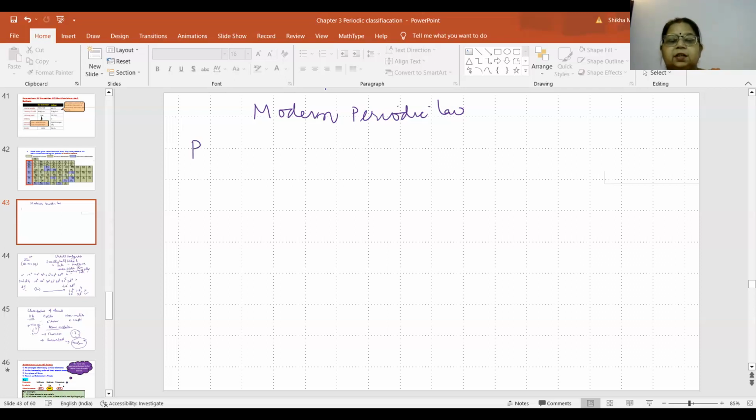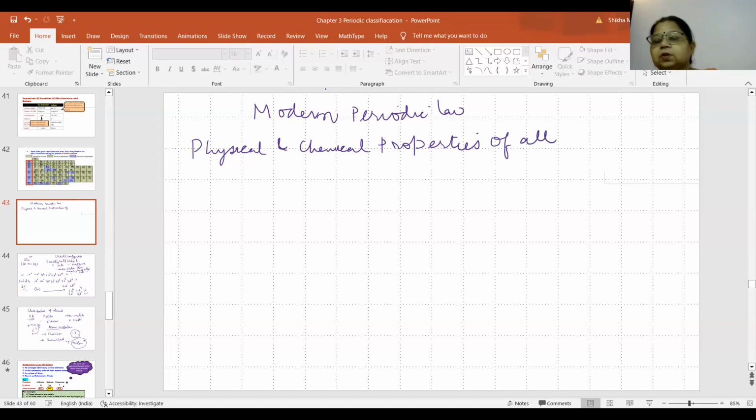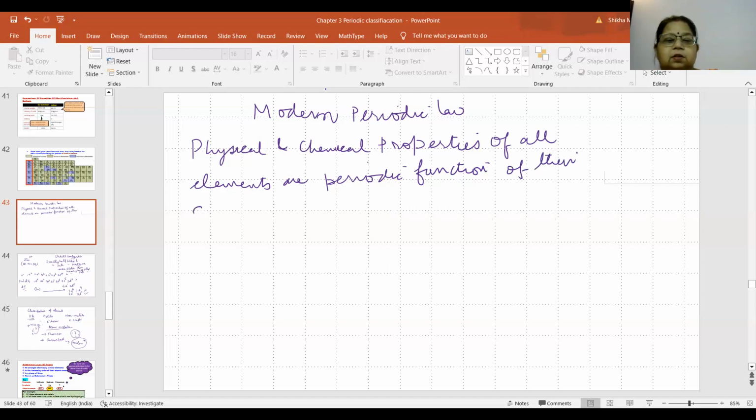We said that physical and chemical properties. I will appreciate it if all of you can remember this one. Physical and chemical properties of all elements are a periodic function of their atomic numbers.